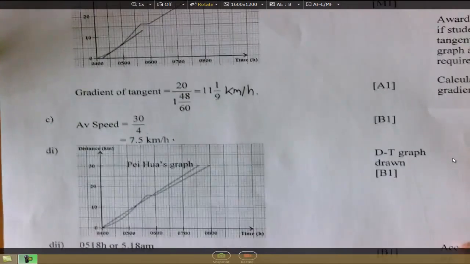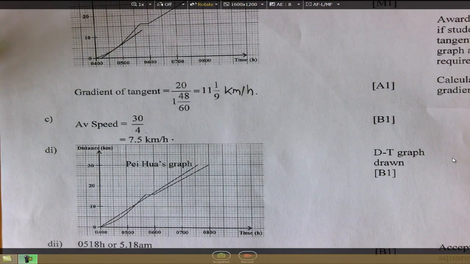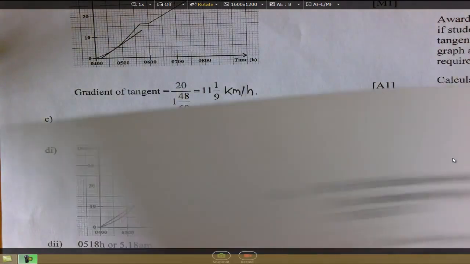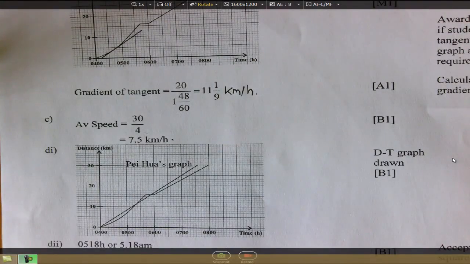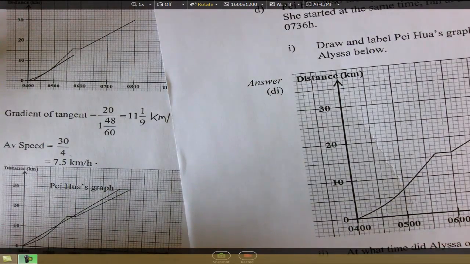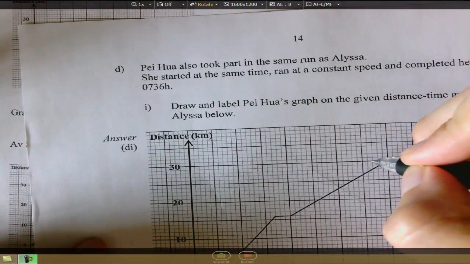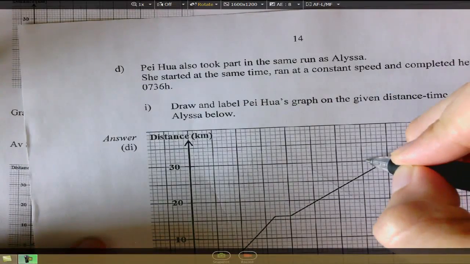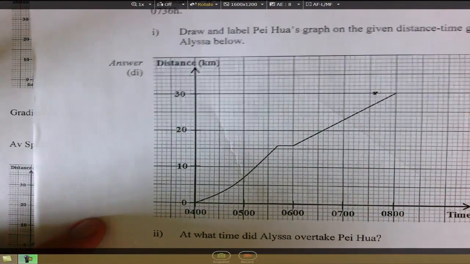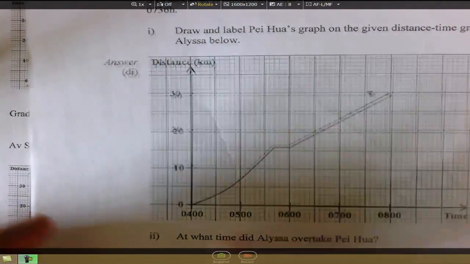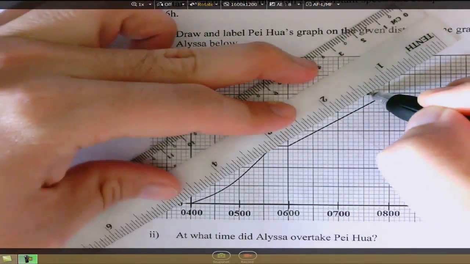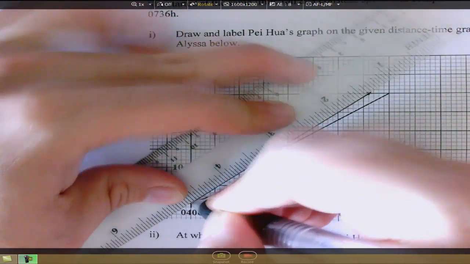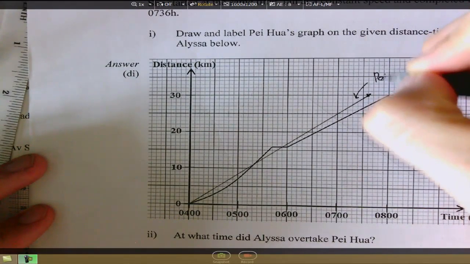And finally 17d part 1. We talk about this girl Pei Hua, in the same run as Alyssa. She started at the same time, ran at constant speed, and completed the run at 7:36. So Pei Hua finished at 7:36, so she finished here, 7:36 down here. Then draw and label. So we just draw the line like this. This is Pei Hua's graph.